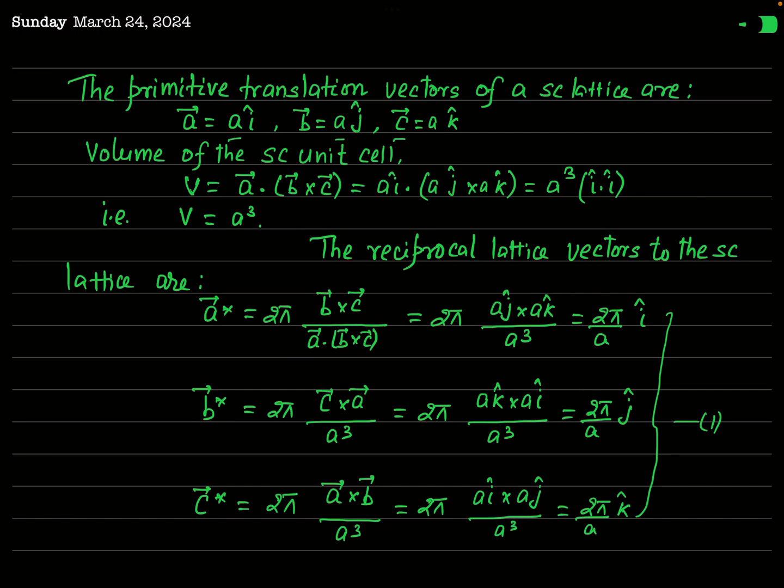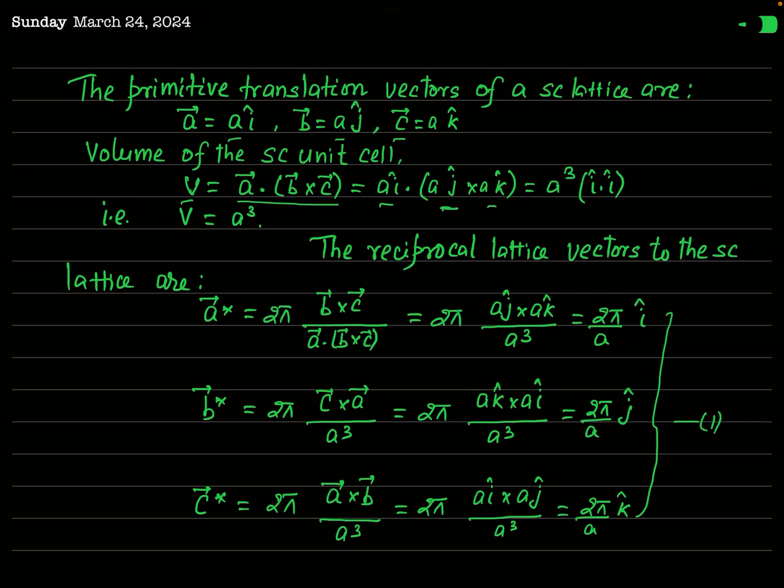Okay. Now, our aim is to find the reciprocal lattice to this simple cubic lattice, and for this, first of all, we will find the volume of the unit cell of the simple cubic lattice. And you know, the volume of the unit cell will be given by V = a dot b cross c. This is the basic formula to find the volume of the unit cell. Now let us substitute for a, b and c the expressions in terms of the unit vectors: a = a i, b = a j and c = a k.